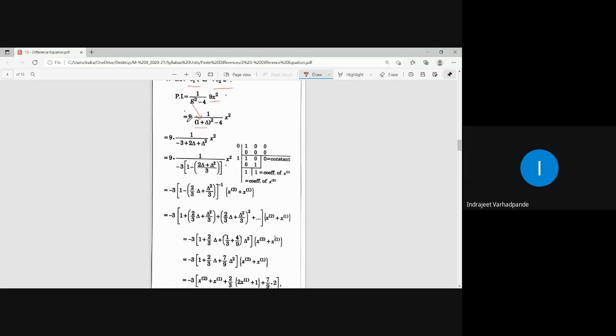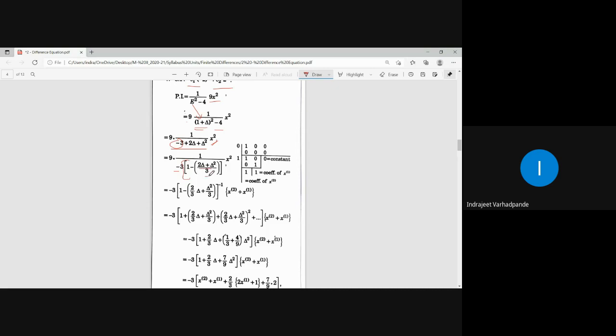So 9 outside, 1 upon (1 plus delta) whole square minus 4. The expansion of (1 plus delta) whole square is 1 plus 2 delta plus delta square minus 4. So 1 minus 4 is minus 3. So what will be formed here is 1 upon (minus 3 plus 2 delta plus delta square) operated on x square. But I told you that we want it in the denominator as 1 plus or 1 minus. So what is the lowest degree term? Minus 3. So minus 3 will be taken common. What remains is 1 minus (2 delta plus delta square) upon 3.